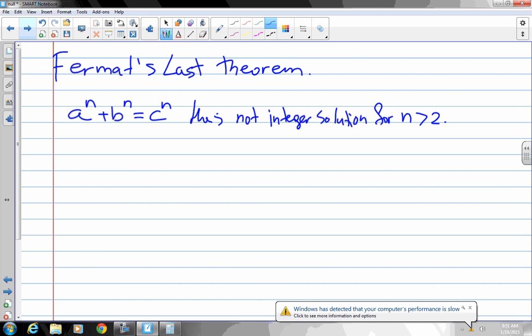Now, meaning, a, b, and c are integers. If we allow them to be anything other than that, or actually even natural numbers. Go ahead.